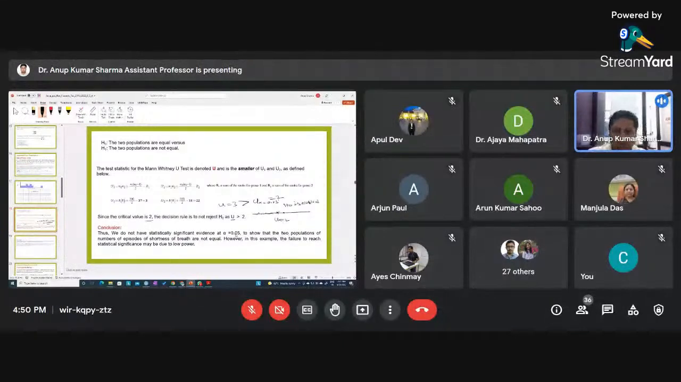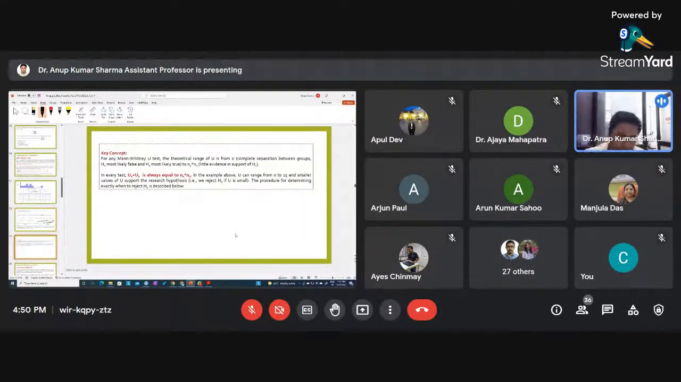In conclusion, the two populations of number of short breaths are not equal. However, in this example, failure to reach statistical significance may be due to low power. That means the new drug we implemented has low power. So this is the Mann-Whitney test. Here is the formula simulator we can use to conduct such examples.